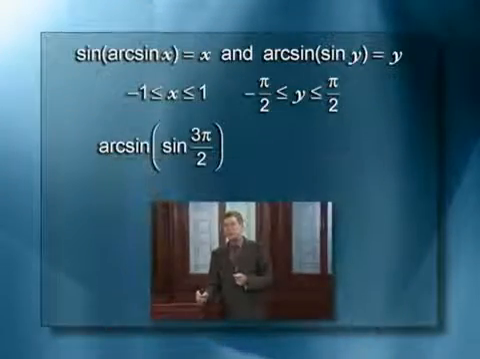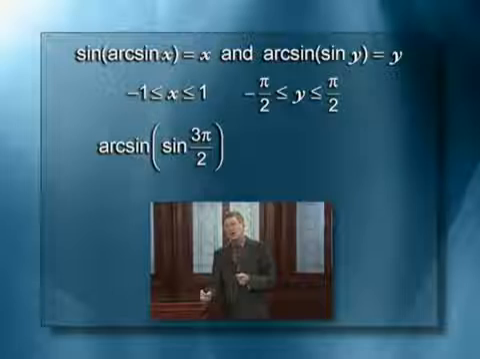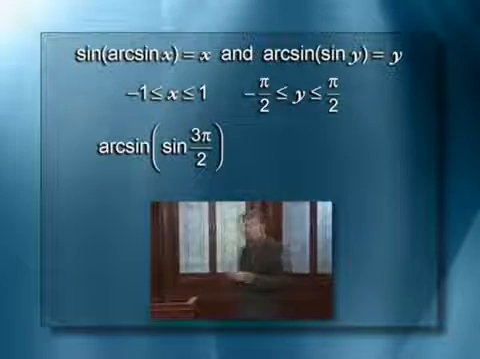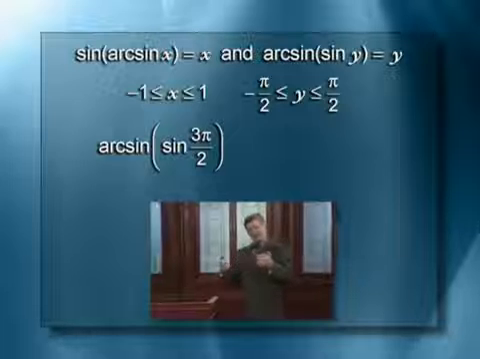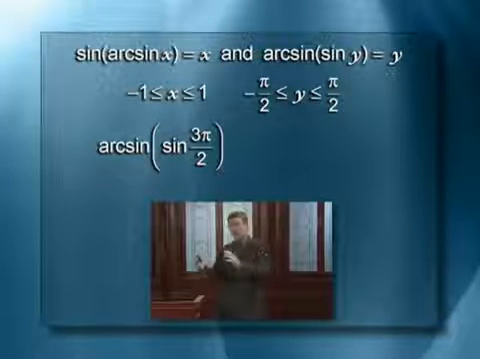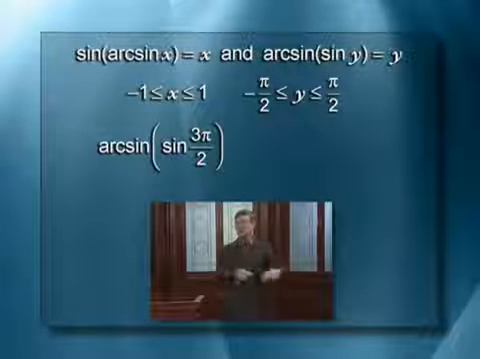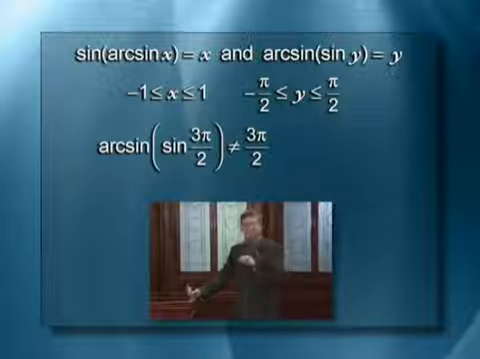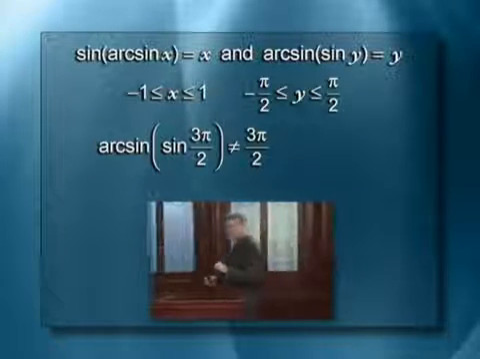Let's do a tricky problem. Here's a common pitfall with manipulating inverse trig functions. Let's suppose we want to evaluate arcsine of sine of 3 pi over 2. At first glance, you might say to yourself, oh, arcsine and sine, inverse functions, cancel, I'm left with 3 pi over 2. Sorry. What's the problem? Do you see the issue here?